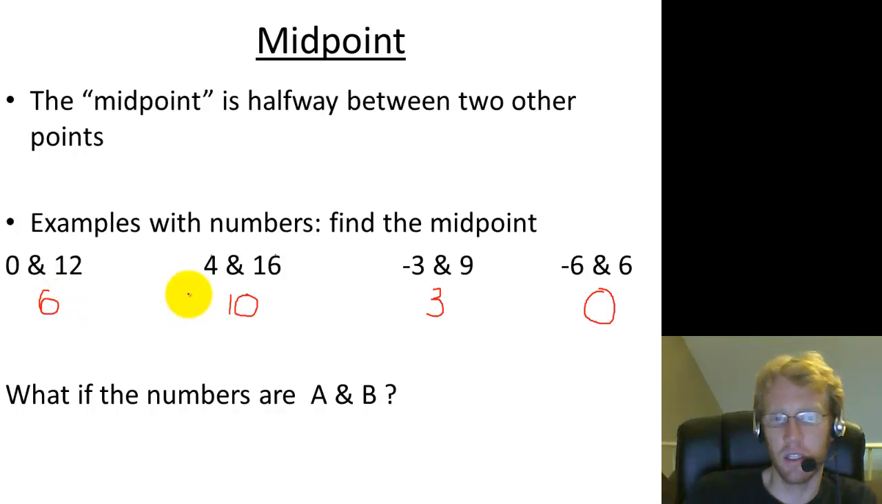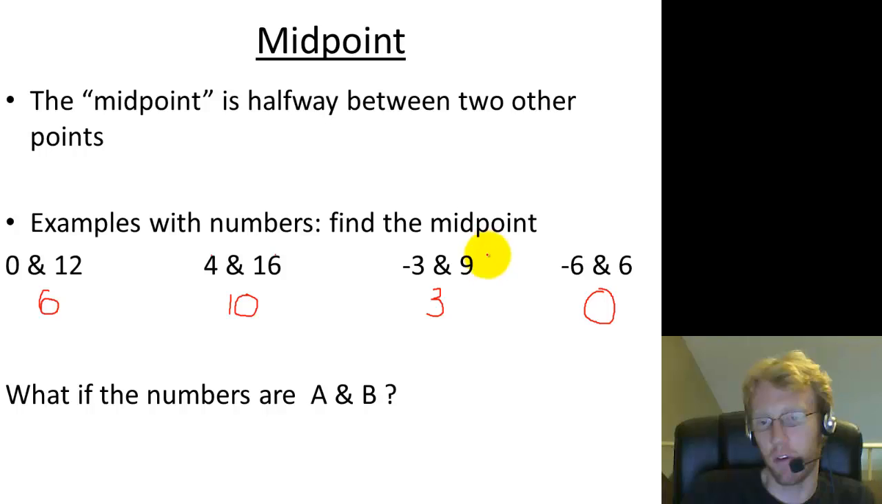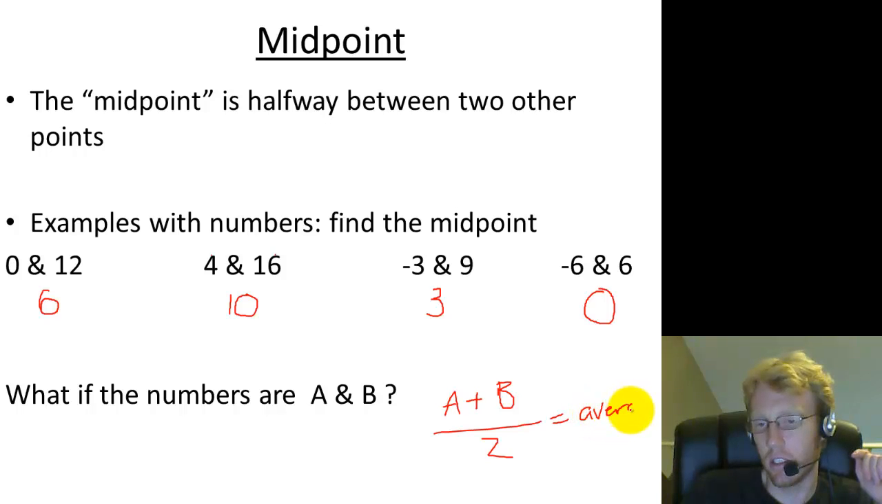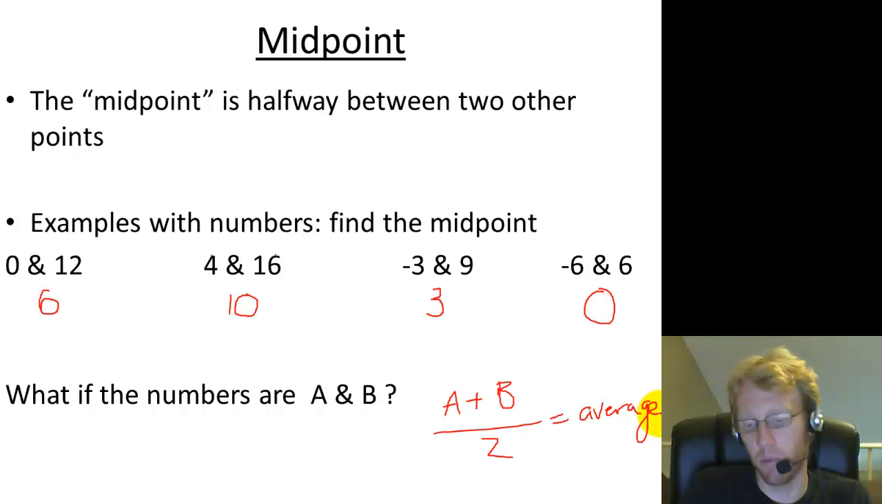Divide by 2 is 6. 4 plus 16 is 20. Divided by 2 is 10. Negative 3 plus 9 is 6. Divided by 2 is 3. And negative 6 plus 6 is 0. Divided by 2 is still 0. So your formula to find the halfway between two numbers is to add them together and divide by 2. That's the average, which is halfway between. Okay, so we can take this idea and we can apply it to points.